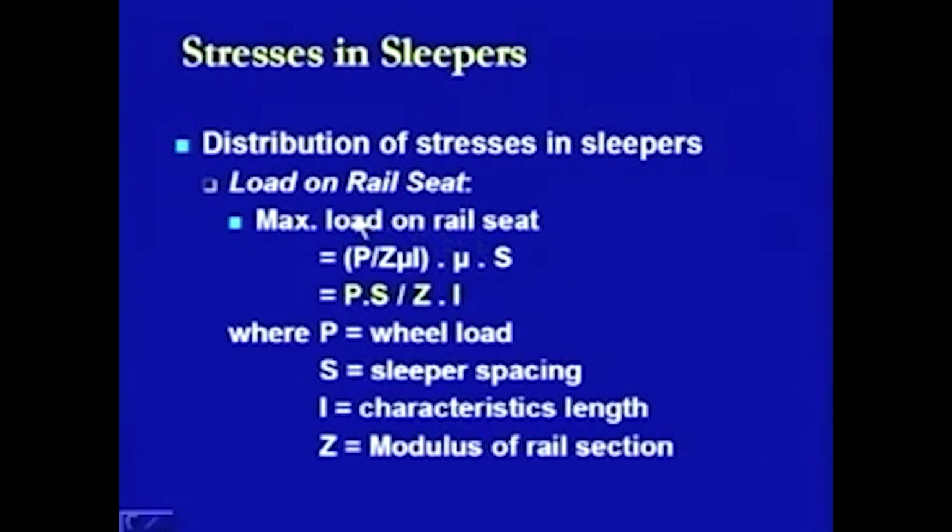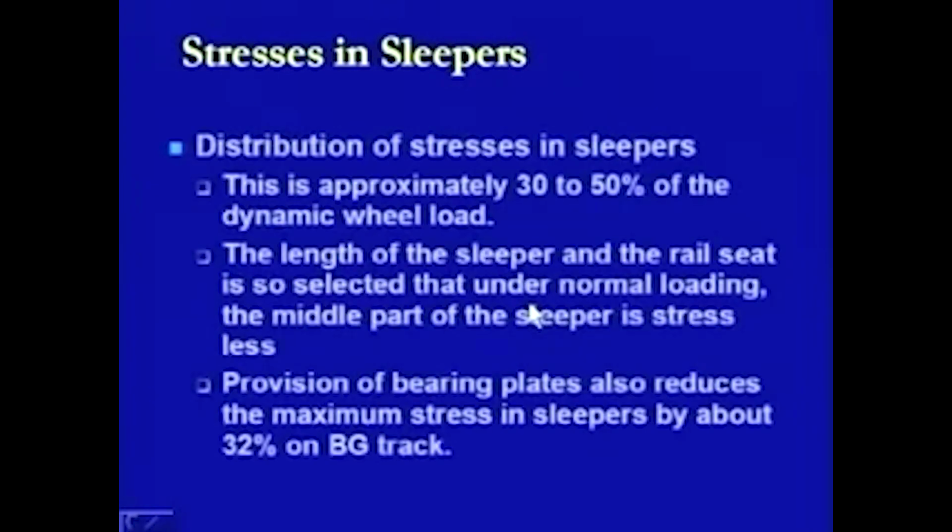So, in this case, whatever is the load which is coming at the rail seat, this maximum load on the rail seat can be computed by using this formula, P divided by Z multiplied with mu multiplied with the characteristic length L, and this whole system is being multiplied with mu into S, where S is the sleeper spacing and mu is the track modulus, Z is the section modulus, and P is the wheel load, and finally it transforms into P multiplied with the spacing and divided by Z into I. So, in this case there is approximately 30 to 50% of the dynamic wheel load.